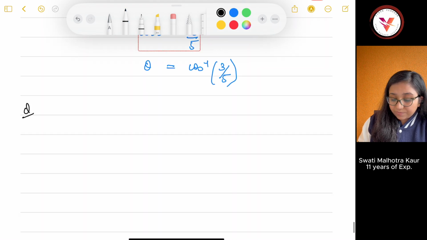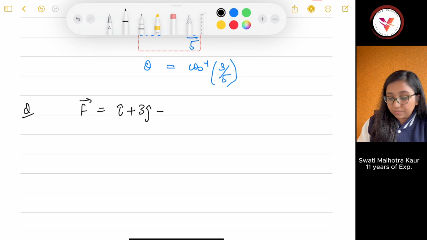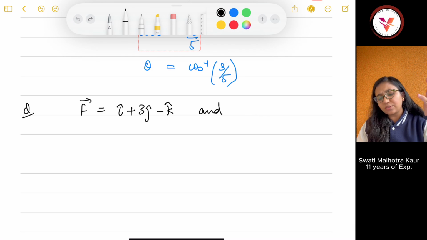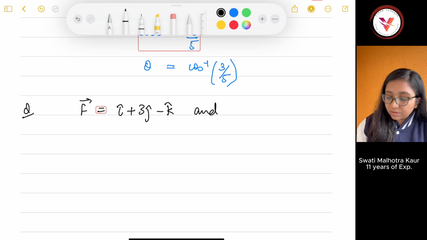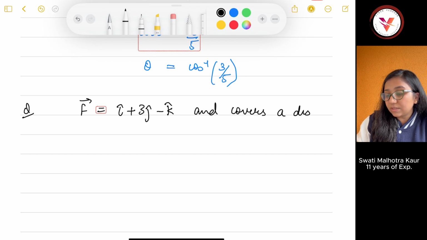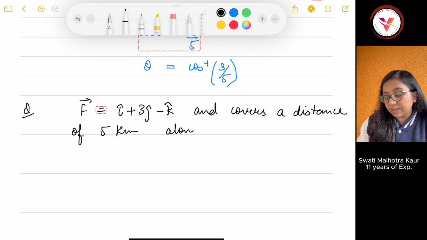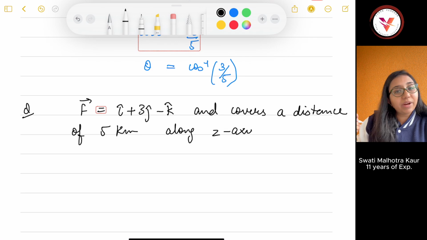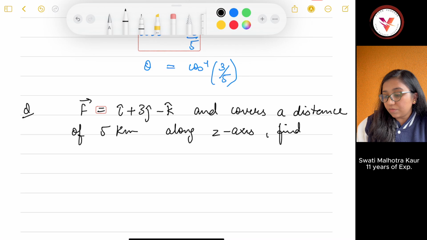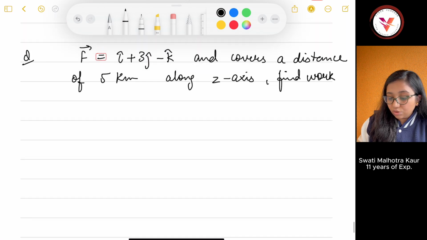Next, let's say you have a force of i cap plus 3j cap minus k cap, and an object gets a force of this and covers a distance of 5 kilometer along the z-axis. Find work. Okay, so work done is basically what?